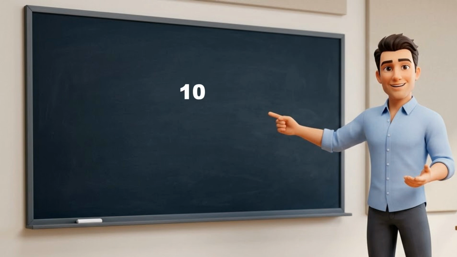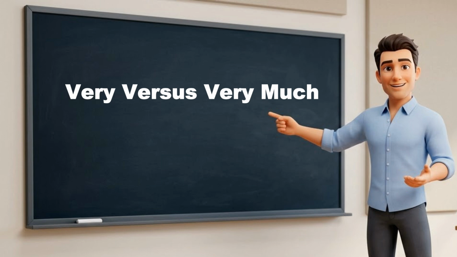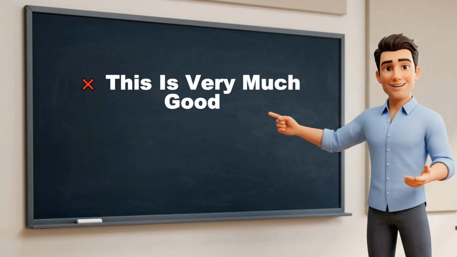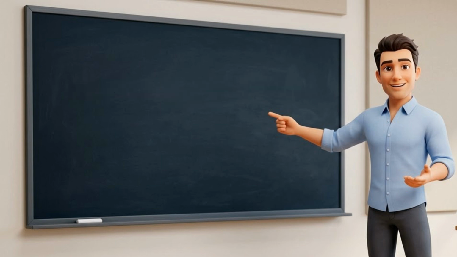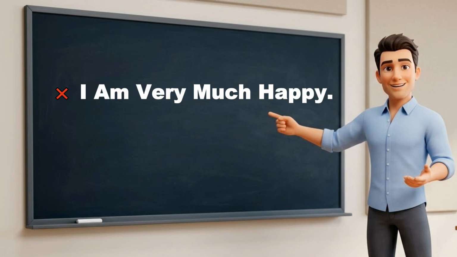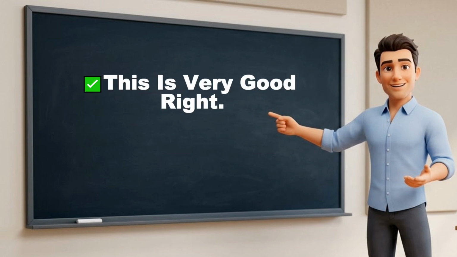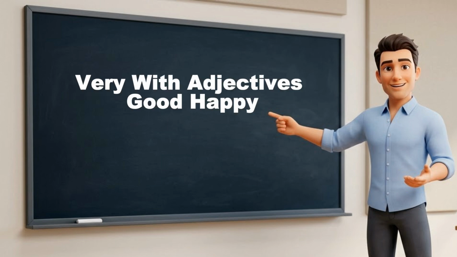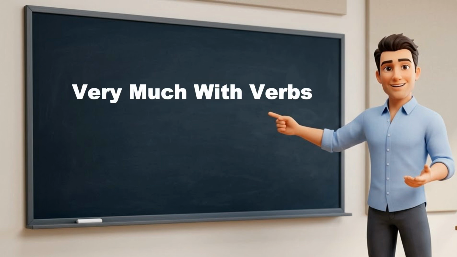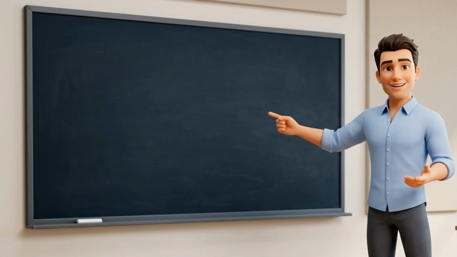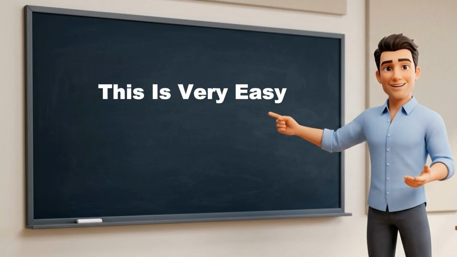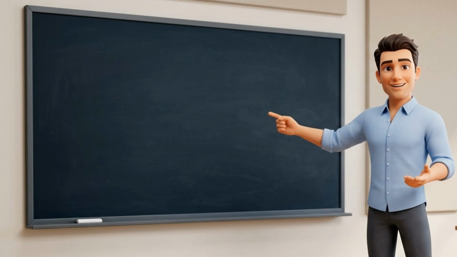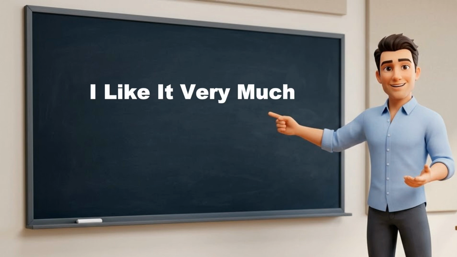10. Very versus very much. Wrong. This is very much good. Wrong. I am very much happy. Right. This is very good. Right. I am very happy. Use very with adjectives, good, happy, big. Very much with verbs. Practice. This is very easy. I am very tired. I like it very much.